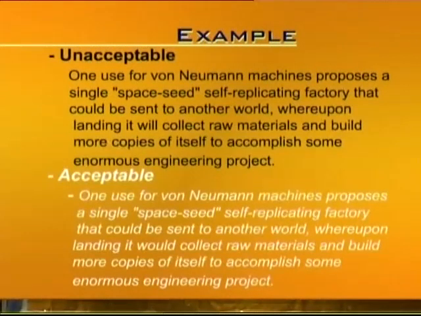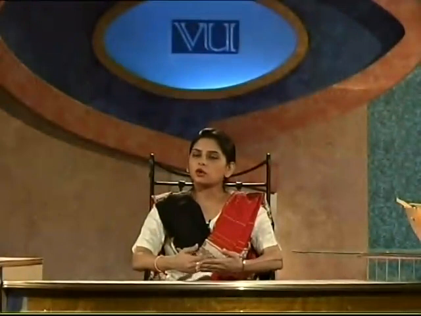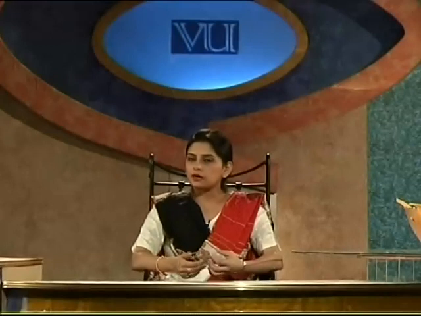One use for Van Neumann machines proposes a single space seed self-replicating factory that could be sent to another world, where upon landing it would collect raw materials and build more copies of itself to accomplish some enormous engineering project. जैसे कि आपने देखा यहाँ भी could और would में आपस में parallelism है, जबकि पिछले sentence में could और will में जो mood था वो shift हो रहा था.